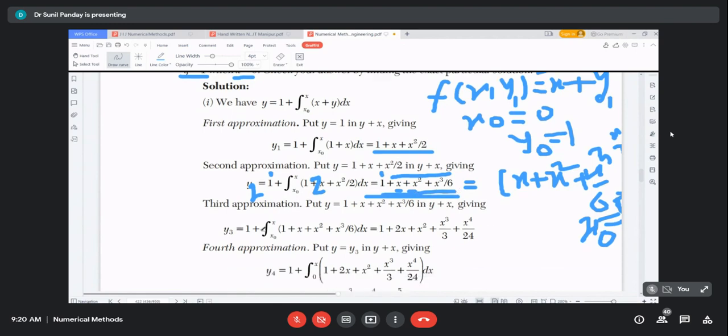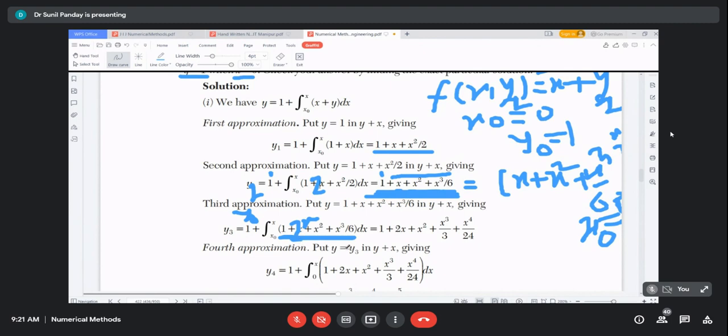Now to calculate y3, again you have to use your formula. This is y naught plus the integral from x naught to x of f(x, y2), because we require this one now. So y2, if you substitute, because the value of y2 is this one, again they have missed a 2 here. It should be 2x.